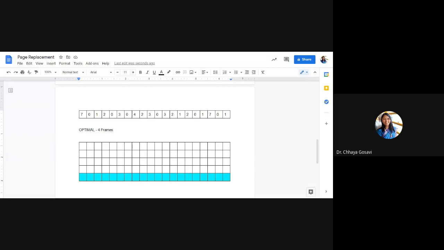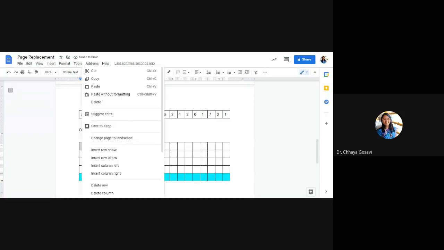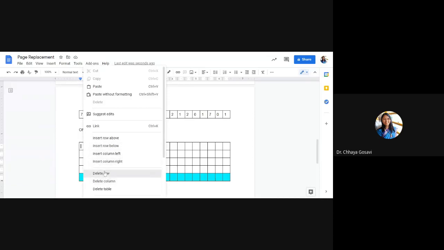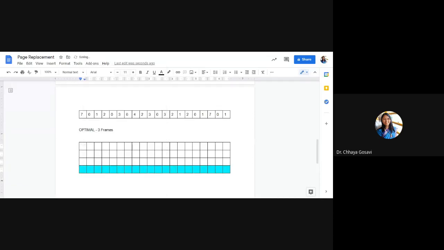Okay, first we'll see with 3 pages or 3 frames optimal algorithm, and then with 4 frames. So we have just 3 frames, and the length of the string is 20. And these are the pages referred in a sequence.